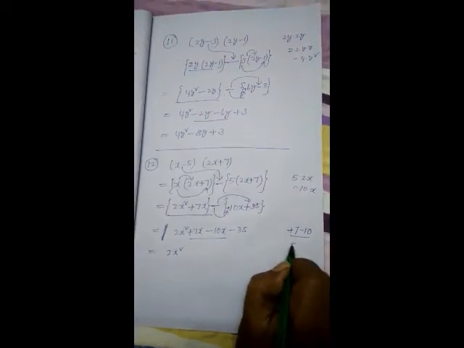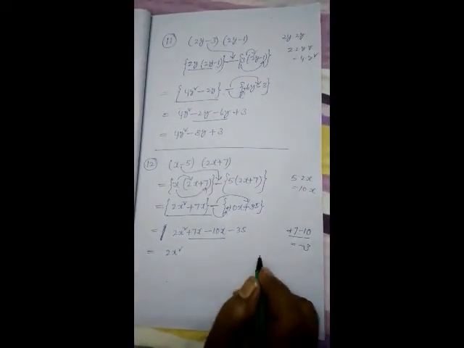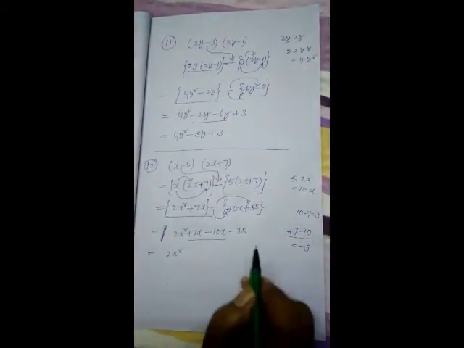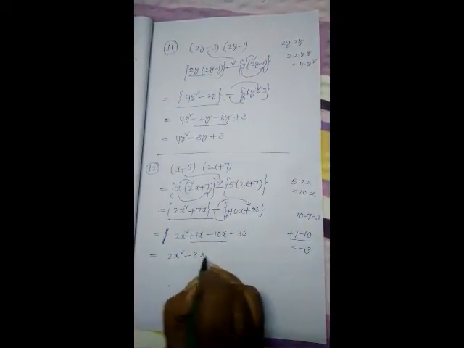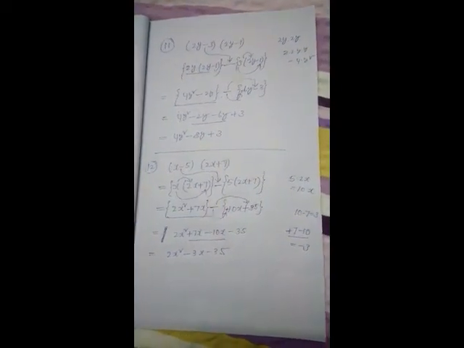minus 10 is equal to minus 3. 7 minus 10 is equal to minus 3. 10 minus 7 is equal to 3, no? That's why 7 minus 10 is equal to minus 3. Minus 3x minus 35. This is the last sum.